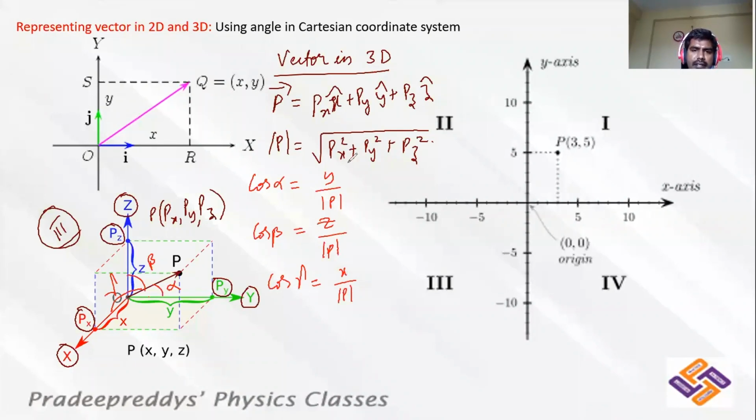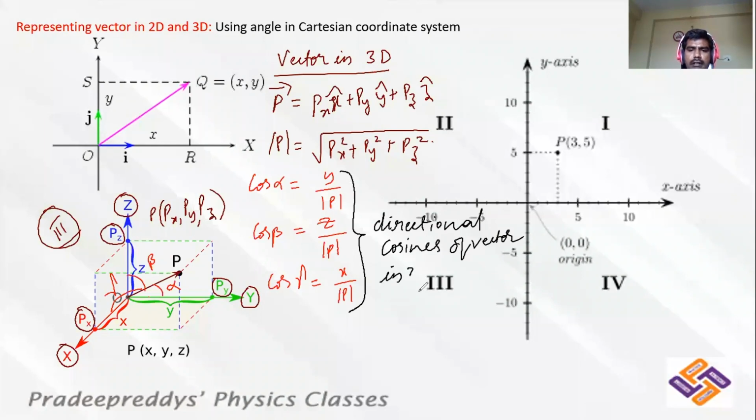And these three give directions with respect to the x-axis, y-axis and z-axis. These are called the directional cosines of the vector in 3 dimensions. That is how magnitude can be calculated, the vector can be represented, and its direction can also be found, either in 2 dimensions or in 3 dimensions.